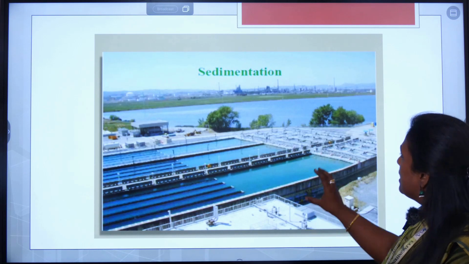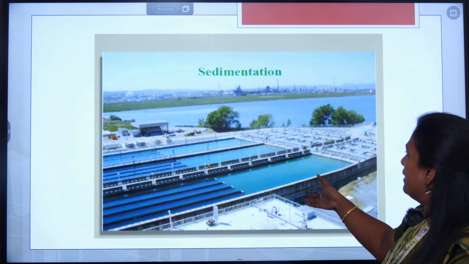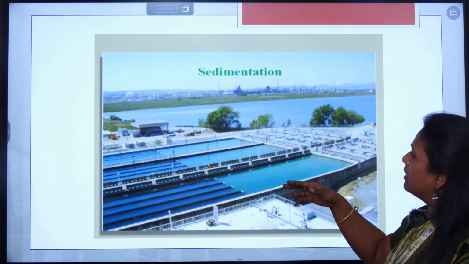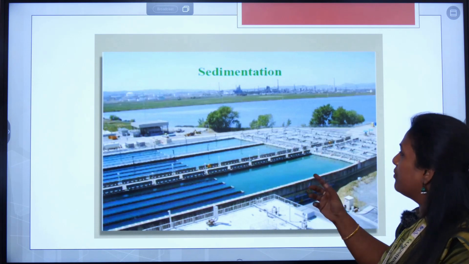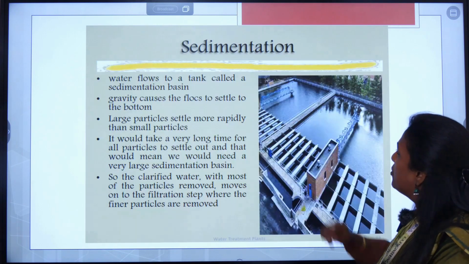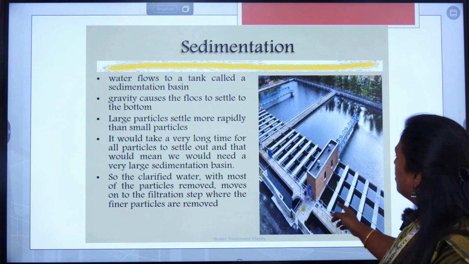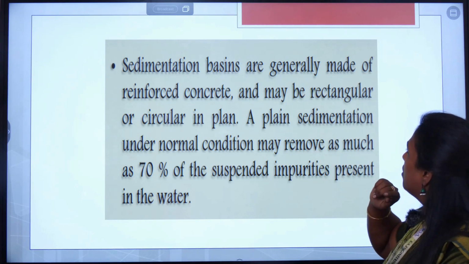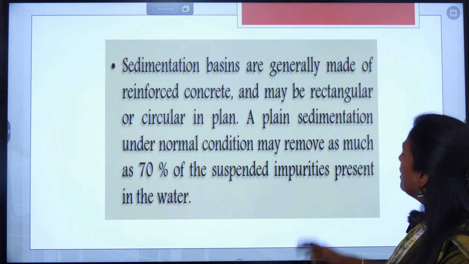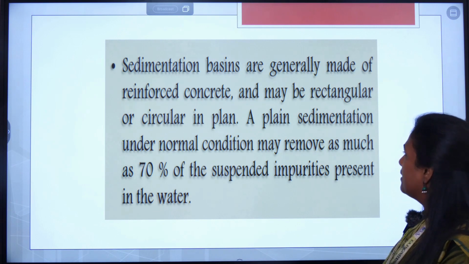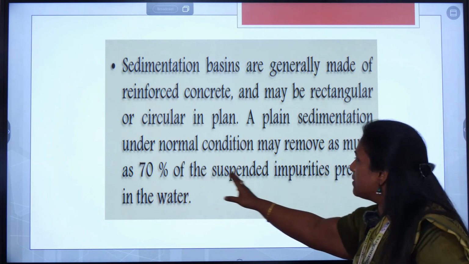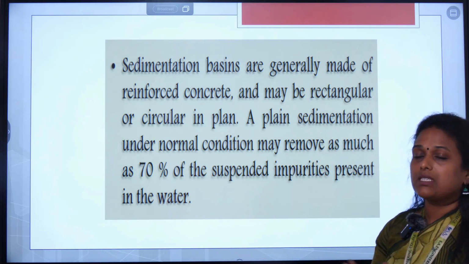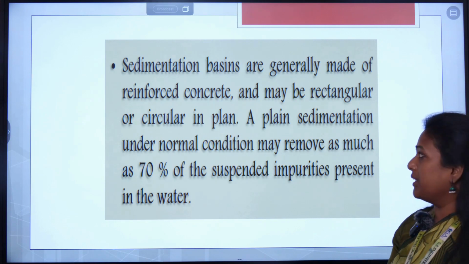This picture shows a sedimentation tank in a water treatment plant, where the sedimentation tank is usually a circular basin or a rectangular basin made up of RCC, reinforced cement concrete, rectangular or circular in plan. In plain sedimentation under normal conditions, we can remove up to 70% of suspended impurities. So 70% of suspended impurities are removed by the plain sedimentation process.